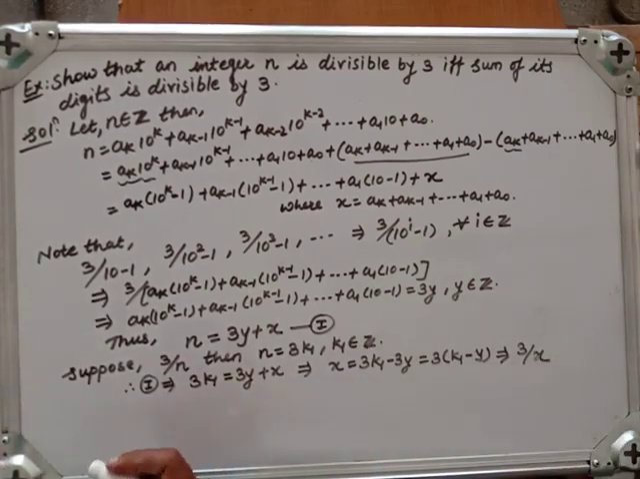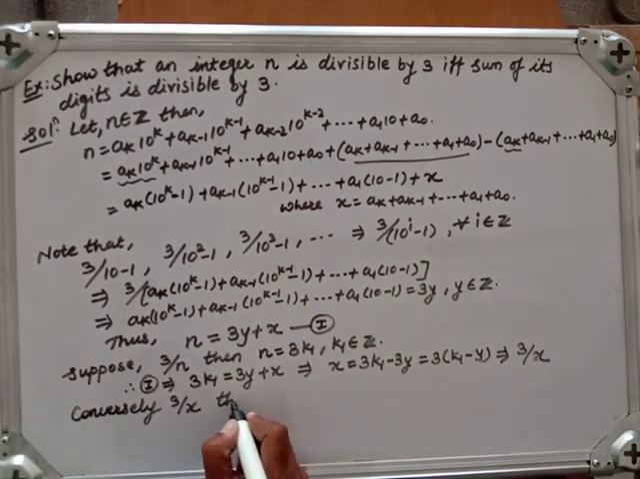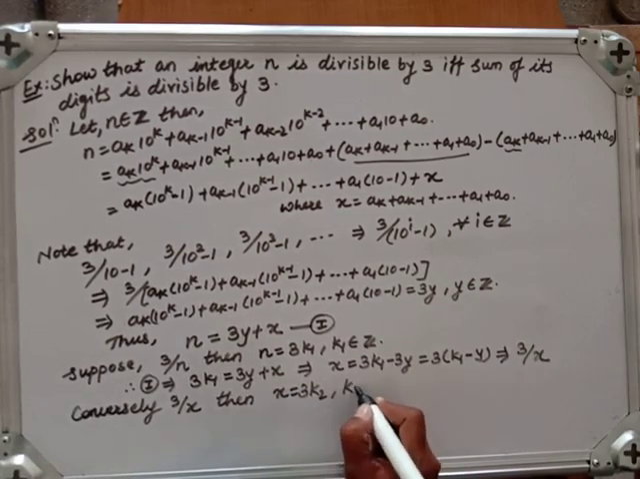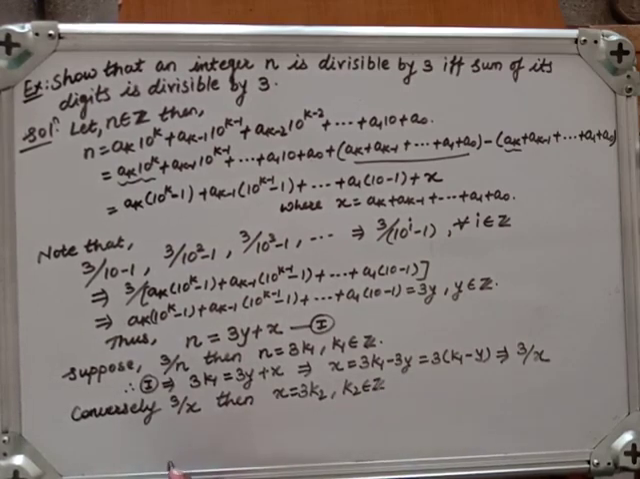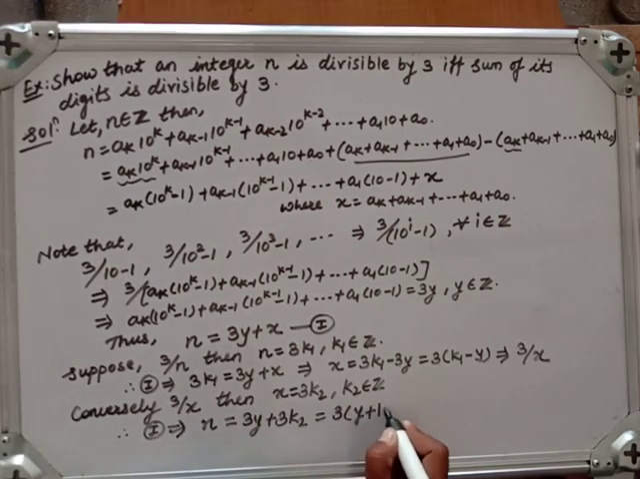Now conversely, we have to assume 3 divides x. Conversely, if 3 divides x, then x is equal to 3k2, where k2 belongs to the set of integers. So again this implies n is equal to 3y plus 3k2, so that is 3 into (y plus k2). So this implies 3 divides n.